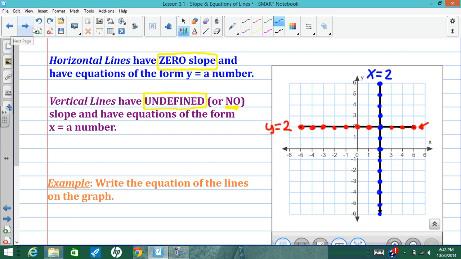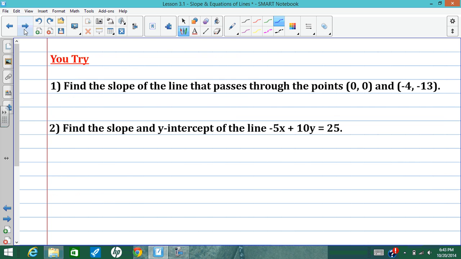And again, I'm hoping this is kind of review from algebra. So I want you to try these two problems on your own and be prepared to ask any questions in class. And I will go over these two problems at the beginning of next class.